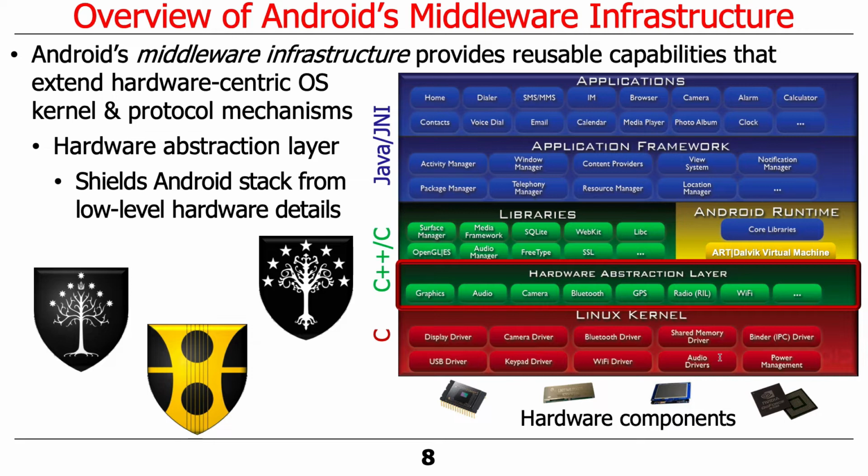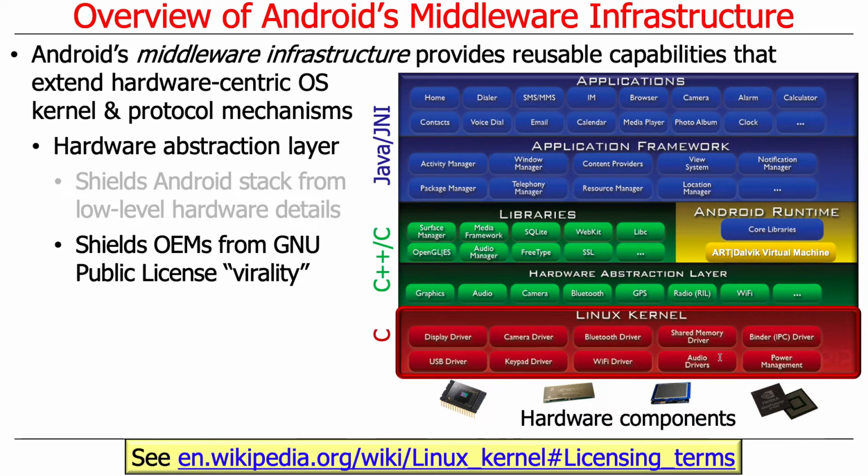And there's a couple reasons for this. We'll talk about this in more detail later. In a nutshell, the reasons are, number one, that it helps to shield Android manufacturers, or the so-called OEMs, from the virality of the GNU public license, of the GPL. So the GNU public license comes with some strings attached. Most notably, if you combine your code with code that is GNU code, GPL code, then you are obliged to release all of your code in open source form.